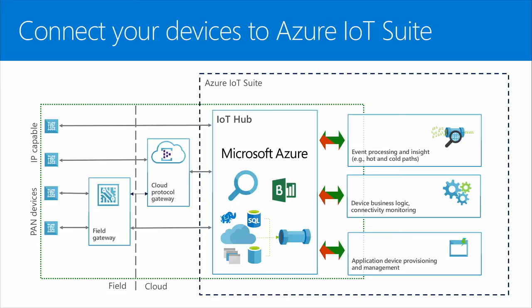You will see that when we want to connect IP-capable devices, we can go directly into IoT Hub. Eventually, if you're using a protocol that is not supported, we have a structure called a Cloud Protocol Gateway that allows you to adapt to the IoT Hub supported protocols. And then you have the code for the field gateway. For now, you don't have it in public preview, but we definitely want to work on that as well.